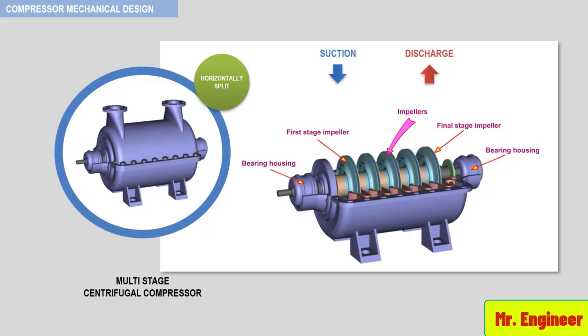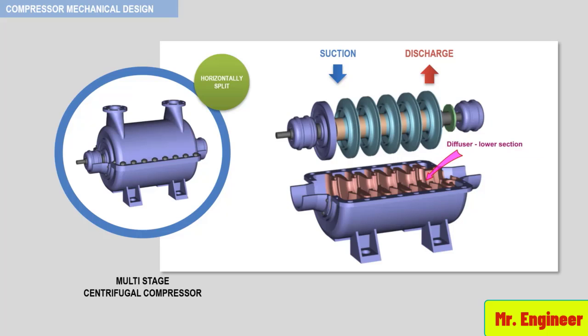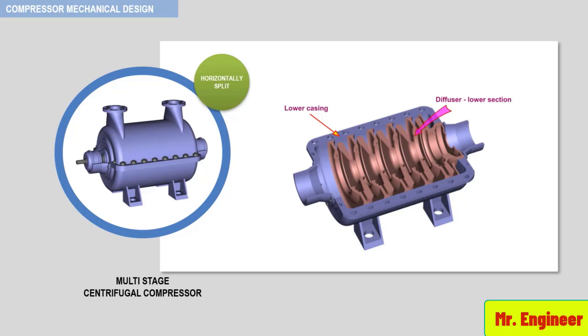The shaft with the different impellers mounted onto it is called the rotor. So let's remove this rotor and examine what's below it. Now you can see the diffuser lower section. And here, the diffuser lower section with the casing lower half are seen from a different angle.